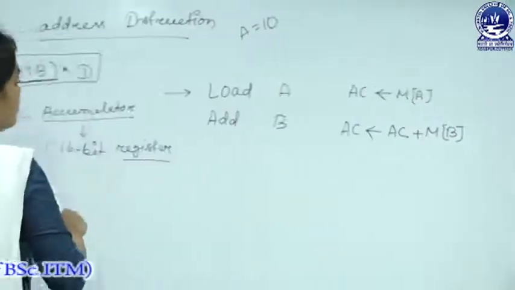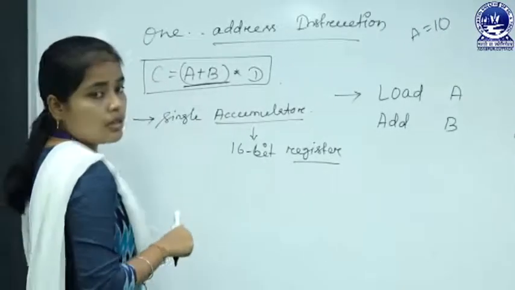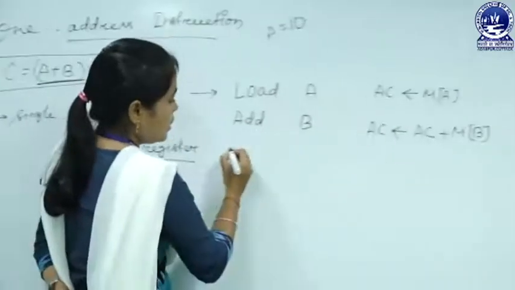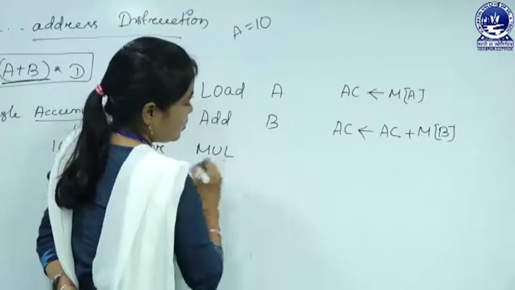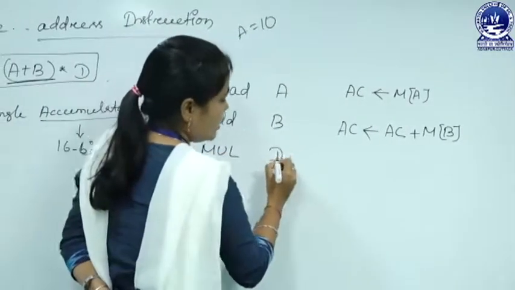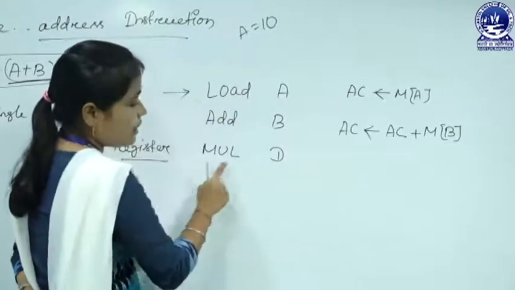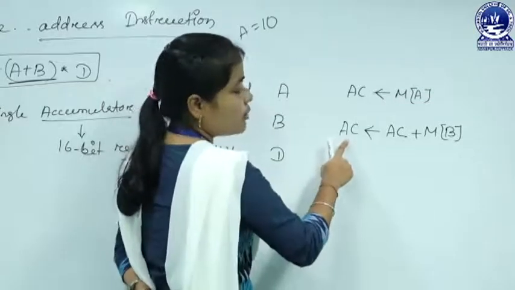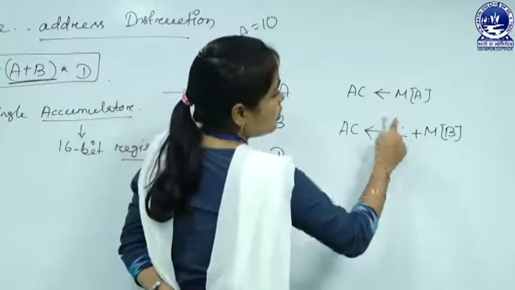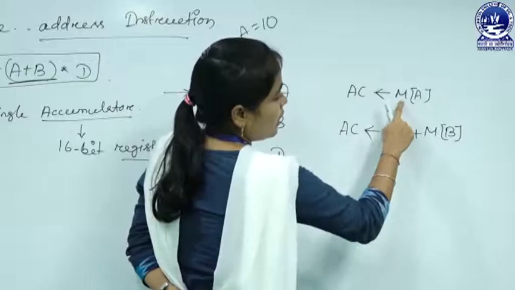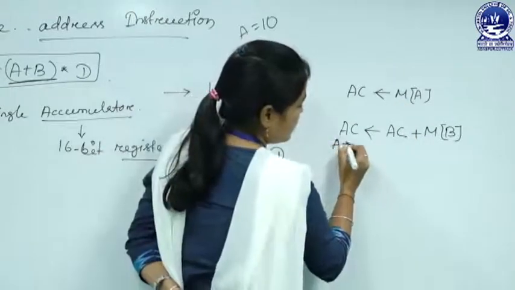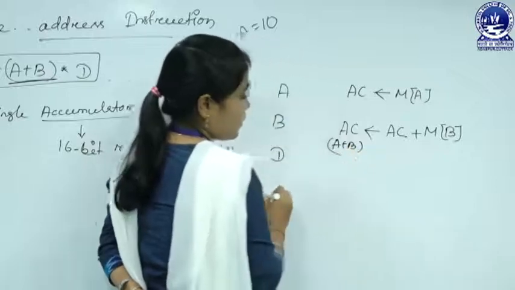Then what we have to do? Now we have to do the multiplication operation with D. Then you can simply write multiply D. Now multiply D with the content of the accumulator, and now what does the accumulator contain? It contains now the addition value of A and B, that is A plus B.